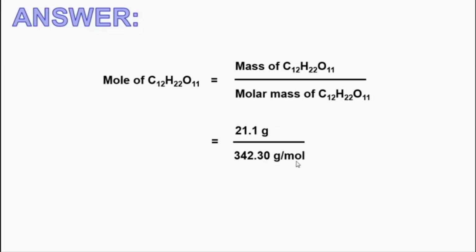342.30 grams per mole. If you are wondering where we get this value, you need to calculate it by yourself. If you forgot the values, no worries, you can just refer to the table of relative atomic mass at the back of your tutorial book. So that is how to calculate the molar mass of sucrose, and then we are going to get 0.06164 moles of sucrose. So this is the number of moles of sucrose reacted.